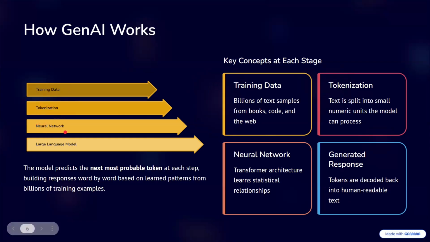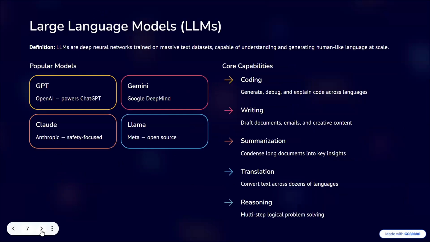And then the neural networks come into the picture, which find the statistical relationships in the data and categorize them into similar data. And after that, the large language model will generate the response, and the response is then converted into human readable form. So that's about how generative AI works: training data, tokenization, neural network, and language model. So move to the next slide.